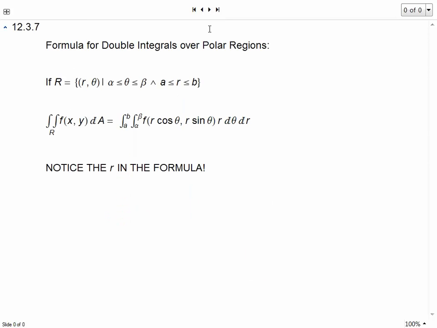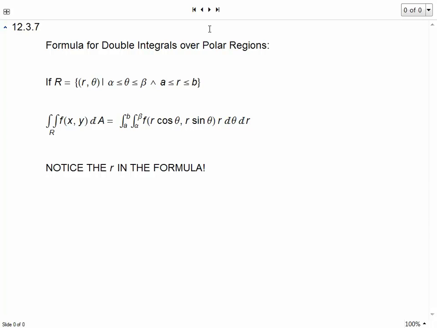All right, so that gives us our grand formula for polar integrals, double integrals over polar regions. If our region R is all the points r theta, notice it's not xy, where theta is between alpha and beta, alpha and beta being what we usually use to talk about angles, and our radius is between a and b, then the double integral of some function of xy dA now becomes this double integral.